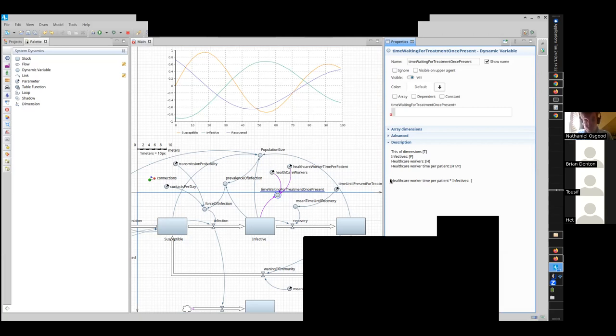HT, yeah. Healthcare worker time, healthcare worker days. Good. Okay. So all we need to do is divide it by what? By what do we need to divide it? Yeah, we need to divide it by an H, which is given by what variable? Healthcare workers, right? Yeah, these ones here.